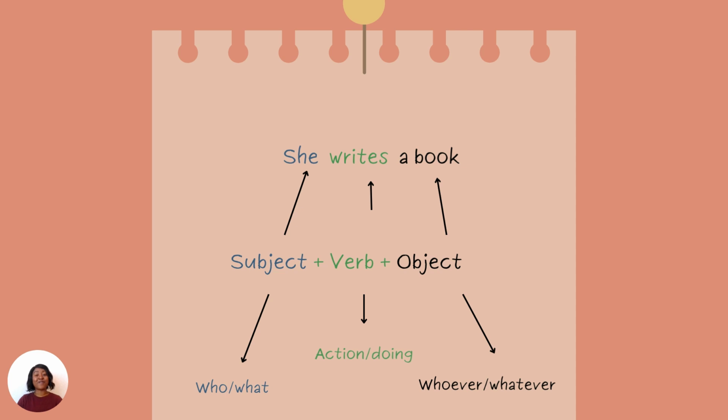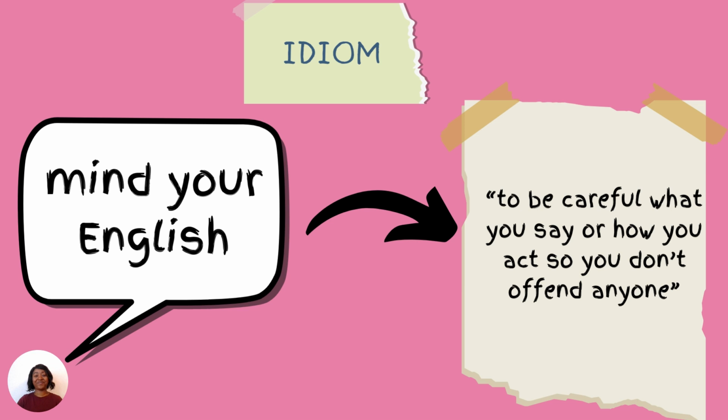Okay, so the correct sentence structure is she writes a book. She is the subject. A verb action is write, and the action is done to something, a book. She writes a book. Subject, verb, object. Well done if you got that right.